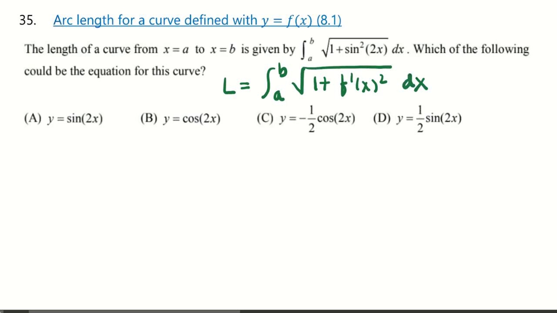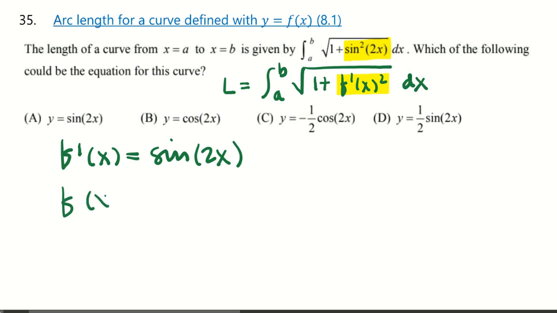Okay? So what they're saying here is that f prime of x squared is sine squared 2x. So it must be the case that f prime of x is equal to sine of 2x. So really, this is an antiderivative question. We're going to find f of x by taking an antiderivative of sine 2x with respect to x.